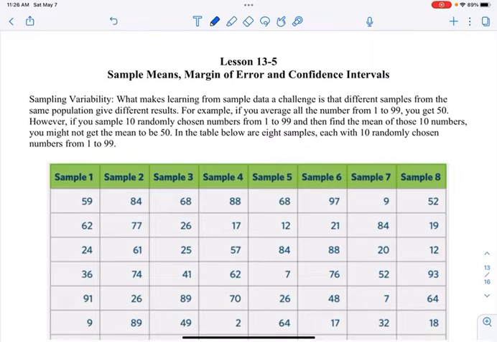So, sampling variability. What makes learning from sample data a challenge is that different samples from the same population give different results. For example, if you average all the numbers from 1 to 99, you would get 50. However, if you sample just 10 randomly chosen numbers from 1 to 99 and then find the average of just those 10 numbers, you might not get a mean of 50.